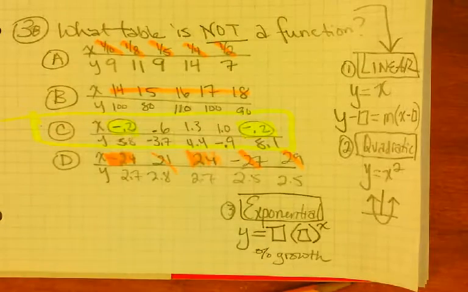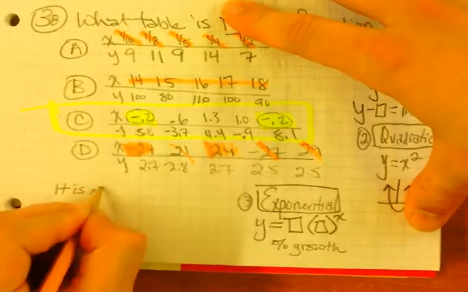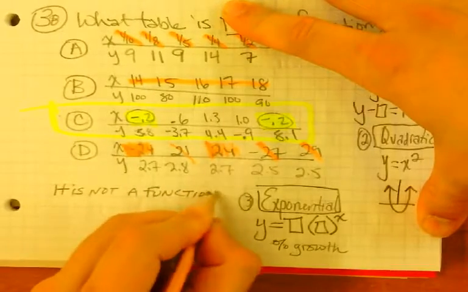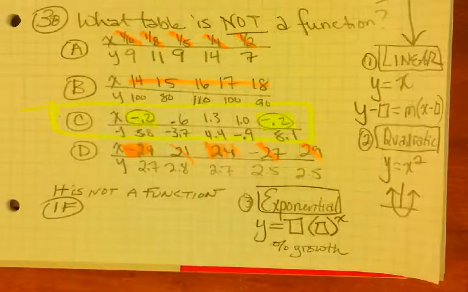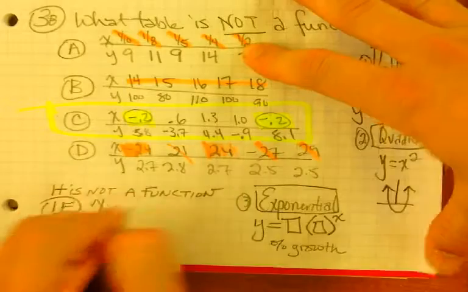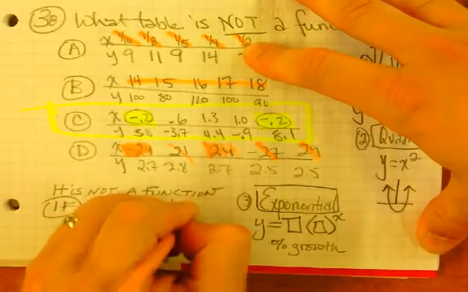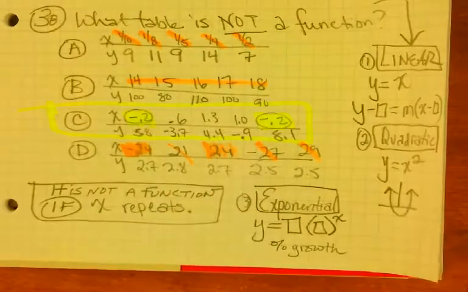All right, guys. So let's write our rule and take a break. It is not a function if, and then subject, what was your key point? It's not a function if what? If x repeats, okay? If x repeats. Good. Cool. Big, major key point for today.